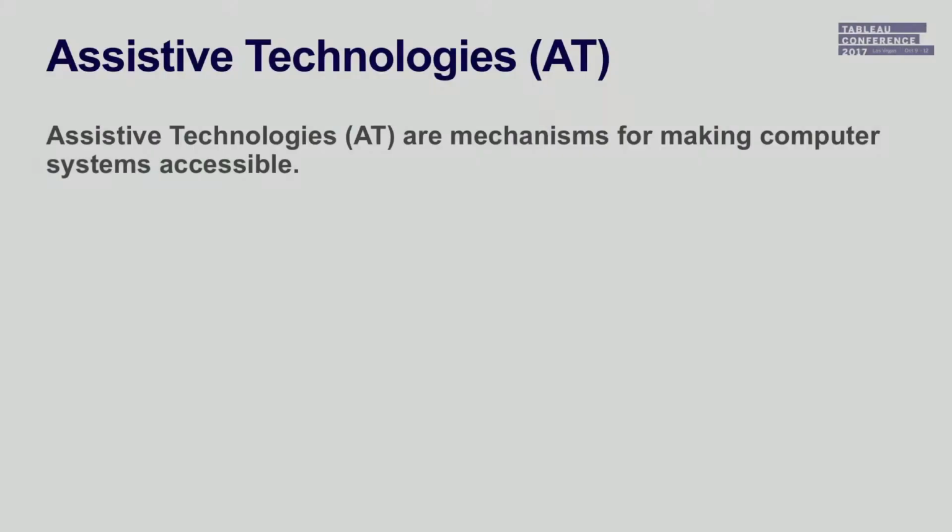Now, with all of these different impairments that we've been talking about, you can imagine there are different technologies that go along with them as well. These technologies are called assistive technologies, and I want to walk through a few of them just to give you an idea.